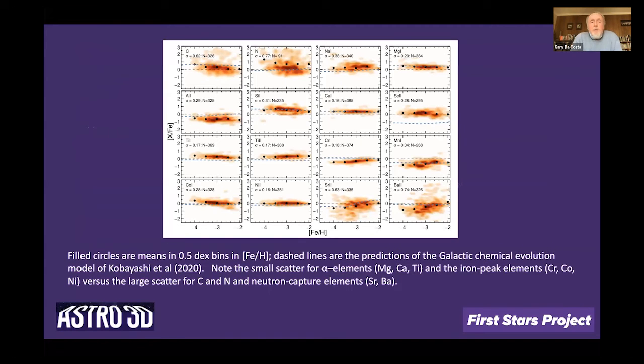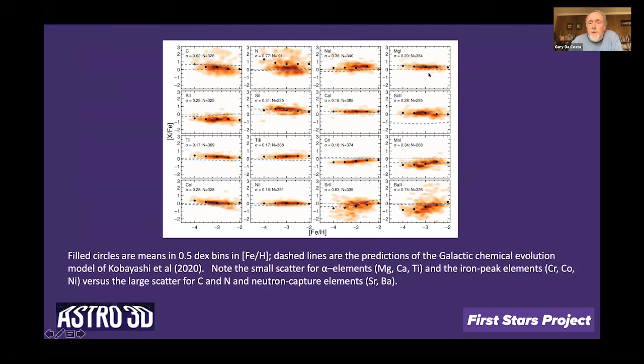And that is shown here, where the underlying red data are the stars that we have detailed abundances for. You're basically seeing element to iron ratios against iron abundance. And note that we started around -2, whereas in every other plot you've seen so far today, -2 is never on the axis. The filled circles are the means in 0.5 dex bins, and the blue dashed lines are predictions from Chiaki's models.